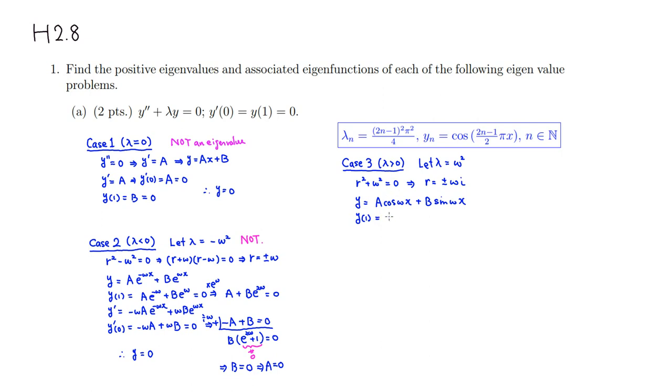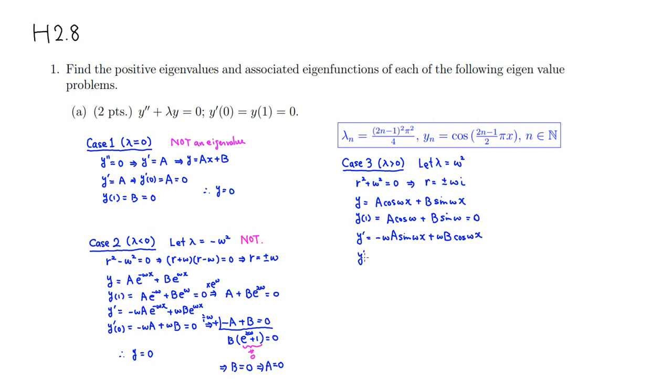So you're going to get a cosine of omega plus b sine of omega, and this is going to be equal to 0. Then we need to take the derivative. We get negative omega a sine of omega x plus omega b cosine of omega x. Then we plug in 0.